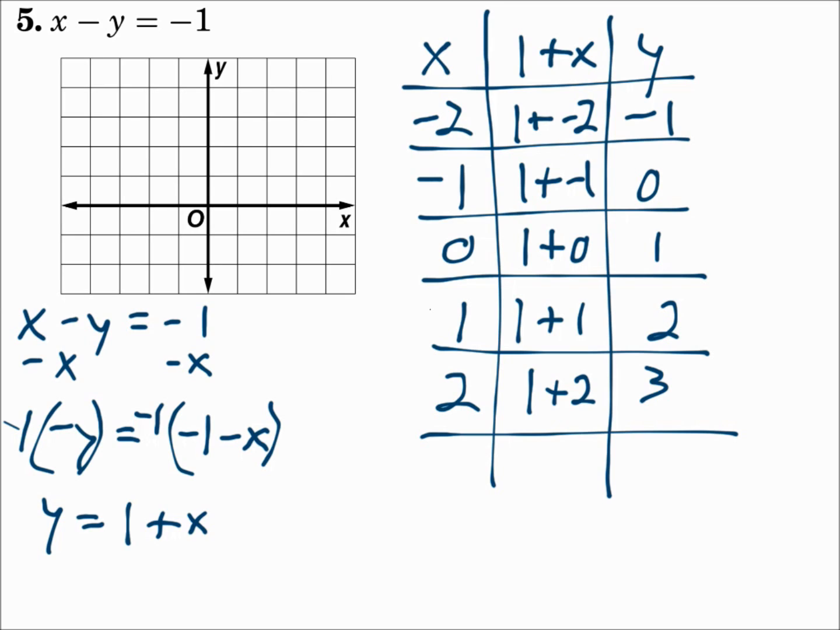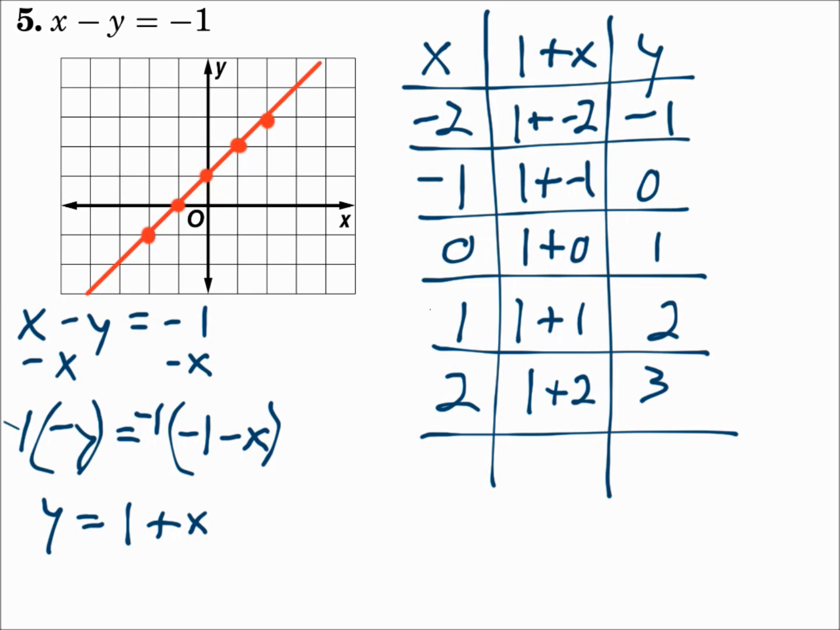Now plot those points. The top row, -2, -1 is right there. The next row, x is -1, y is 0. The next row is 0, 1. The next row is 1, 2. And finally 2, 3. Connect those dots and you have your line.